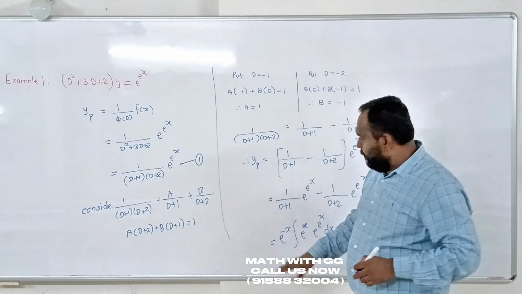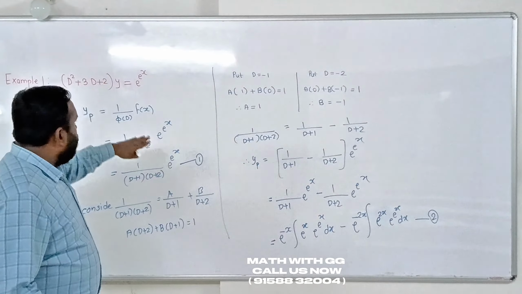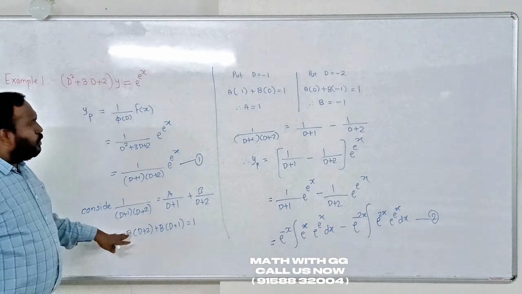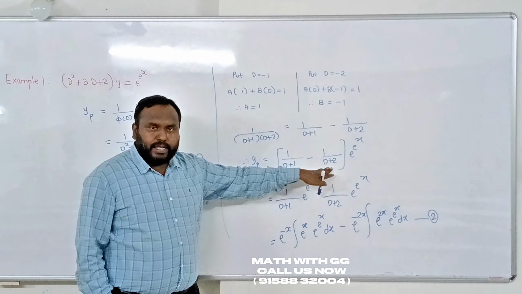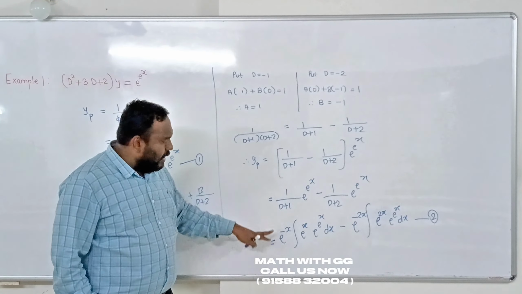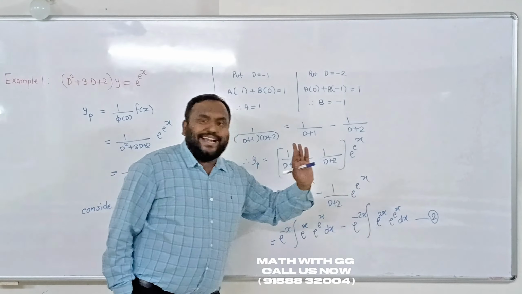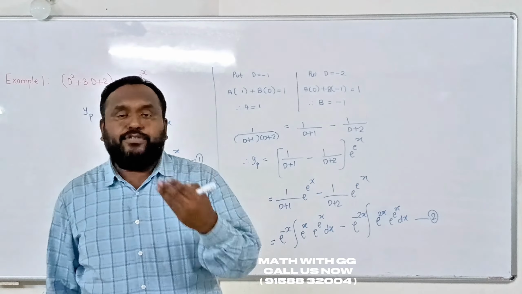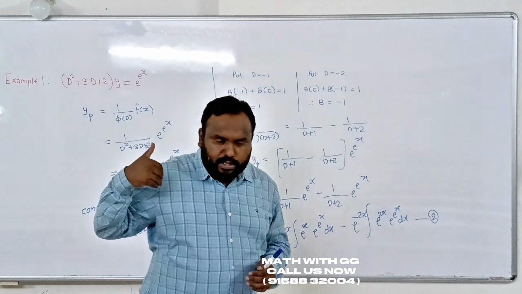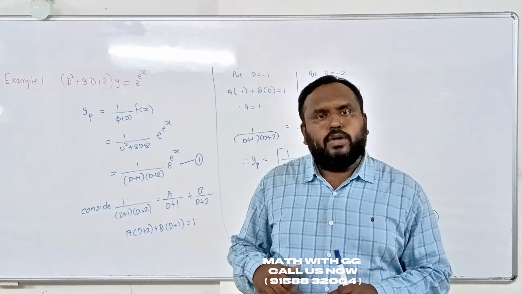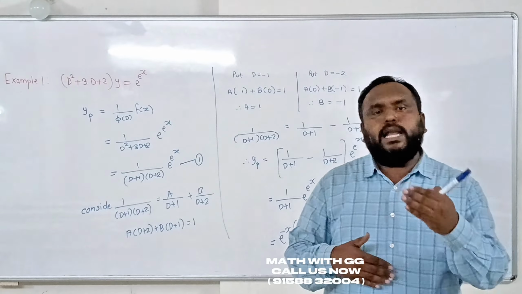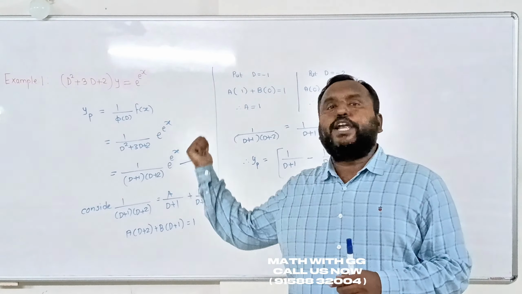So what we have done here, we have done yp using the formula of 1 upon phi of D, f of x. Then we have factorized the denominator. Using partial fractions, we have separated the denominator in this form. Then multiply by e raised to x and apply the formula of the general method to get equation number 2. Now we have to solve this integration separately by considering I1 and I2. The first integration is I1, the second integration is I2. We will solve them separately and back substitute in equation number 2.